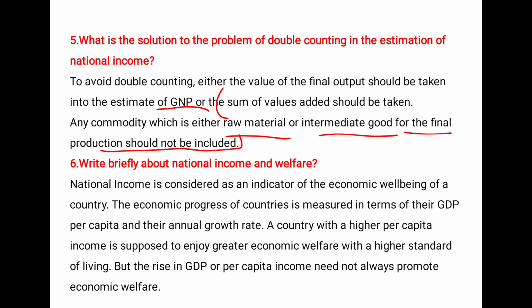When we are calculating national income, there are certain products which will be double counted. Any commodity which is a raw material, that is, not a finished product, which can be used only by a producer, or intermediary goods. For example, milk, tea powder and sugar stand as intermediaries to make a final product. These should not be included. Raw material as well as intermediary goods are not to be added while we compute GNP.